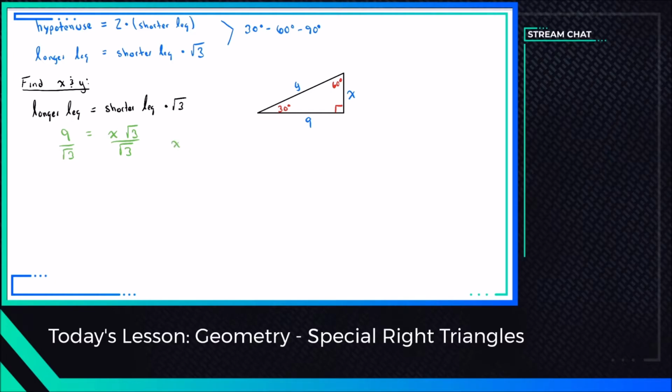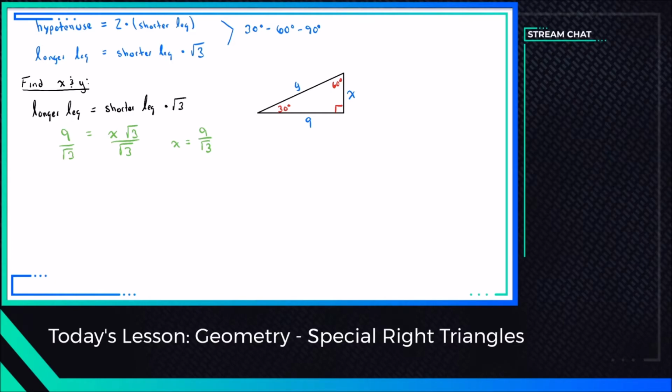And so x is going to be equal to 9 over root 3. Here's the thing about square roots. You never want to have a square root within the denominator. It's just the way it is. It's like a standard nomenclature within mathematics. So we want to get this square root of 3, this radical, out from below our fraction.